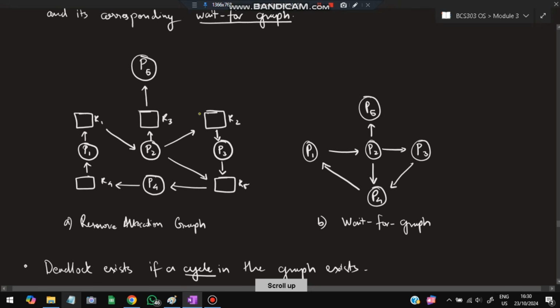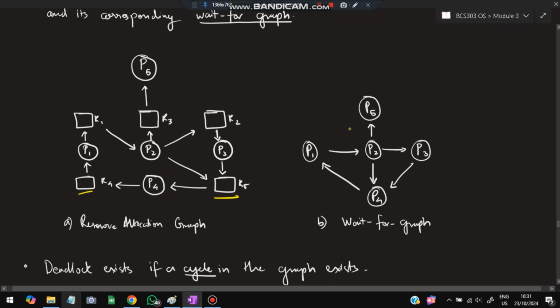Now, this is the resource allocation graph given here. The resources are given by the squares and processes are given by the circles. This indicates that R4 is utilized by P1 and P1 has requested R1, but R1 is held by P2. P1 has requested R3, R2 and R5, and P3 is utilizing R2 and it has requested R5, and P4 is utilizing R5 and P4 is requesting R4. Okay, like that this graph is present.